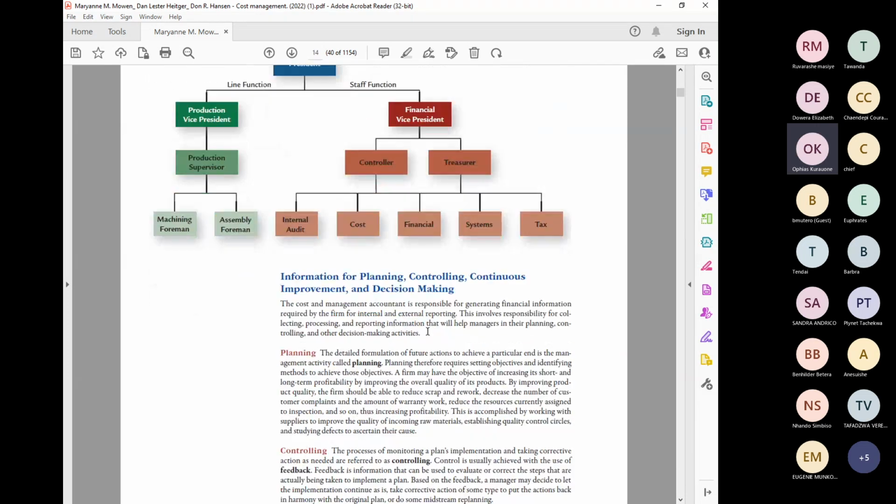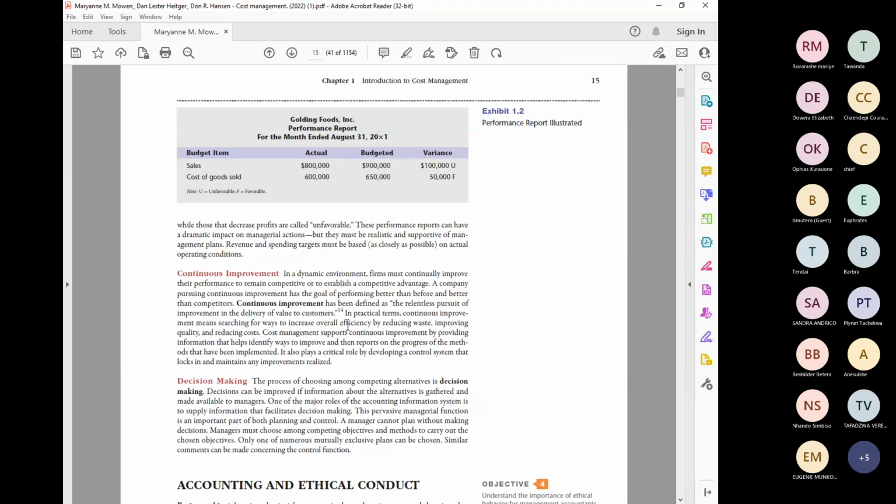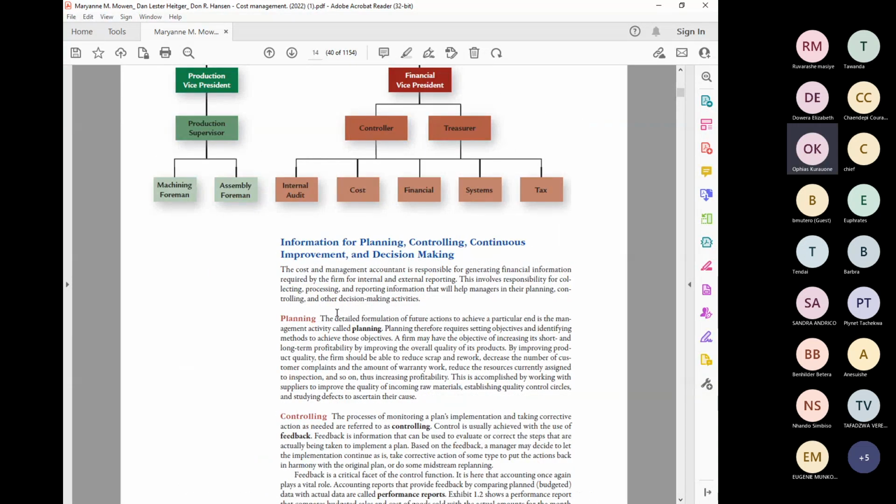So why do you want this information? For planning, you need to plan for the future. You don't just say that because people are buying, you fold your arms. There will be a time when people are no longer buying your product. Then where are you going to find yourself? So you need to continually improve and continually plan.